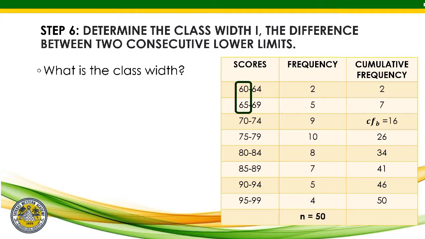Step 6, determine the class width or the class interval. It is the difference between two consecutive lower limits. So, the first lower limit is 60. The second lower limit is 65. So, subtract 65 minus 60. Therefore, we have 5 as our class interval, or class size, or class width.